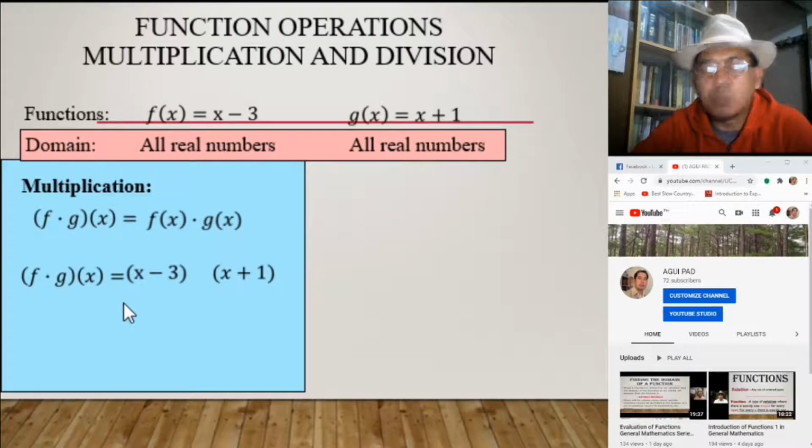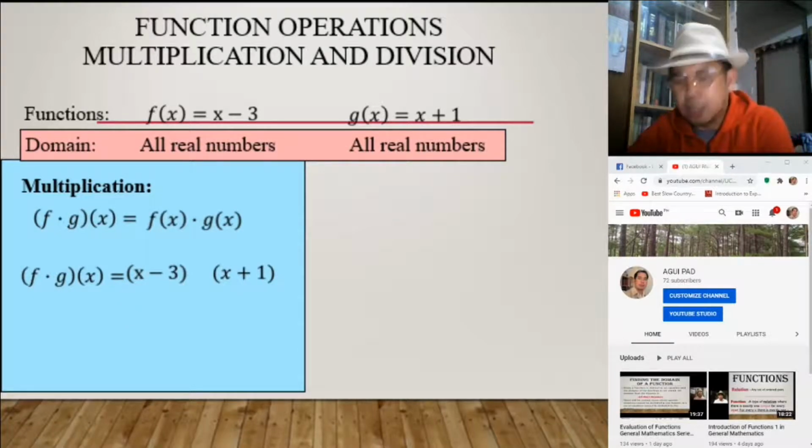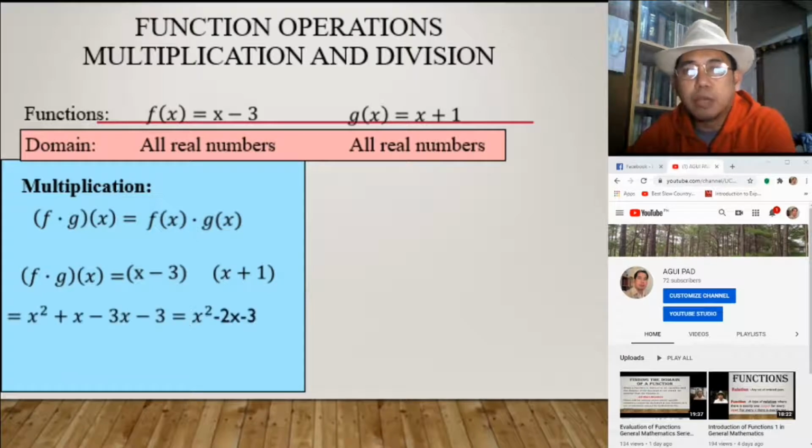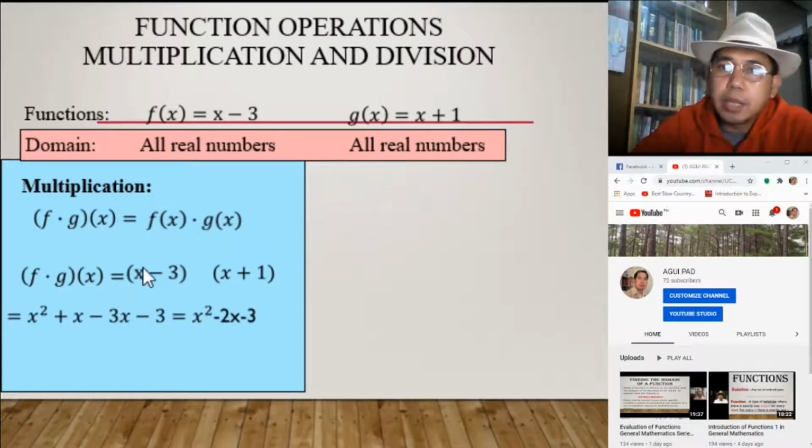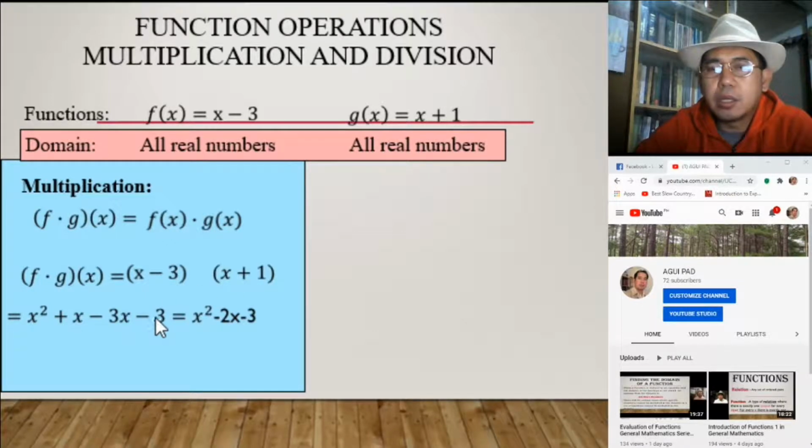So as you can see, to get the product, multiply the two binomials, and so x multiplied by x will give you x raised to 2. X multiplied by positive 1 will give you positive x. Negative 3 multiplied by x will give you negative 3x. And negative 3 multiplied by 1 will give you negative 3. Now, what is the final result? The final result would be the combination of similar terms. If there is no similar term, just copy the terms.